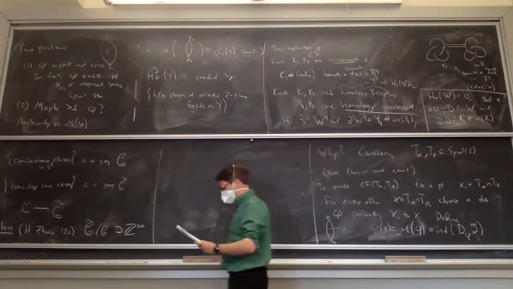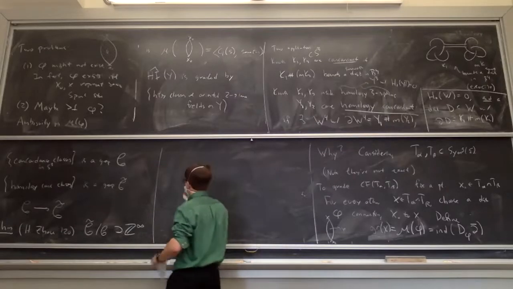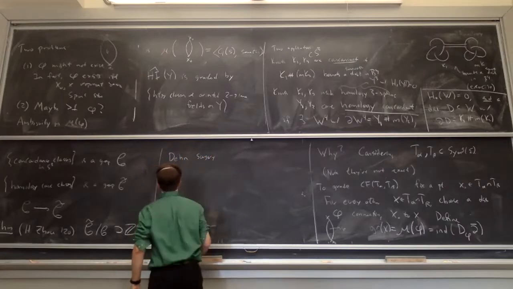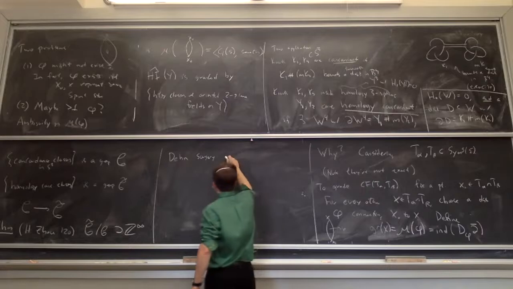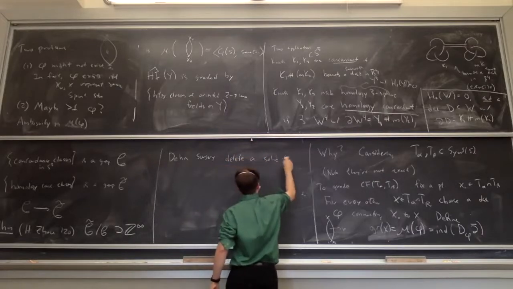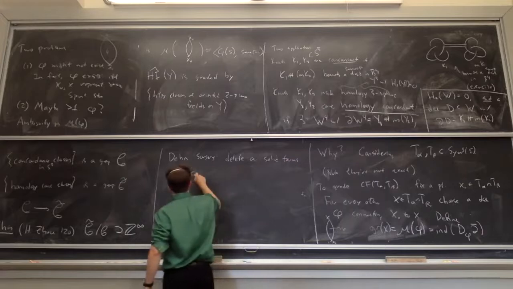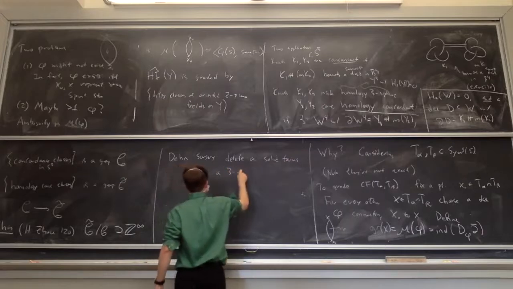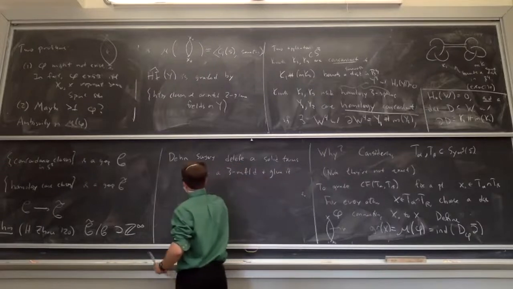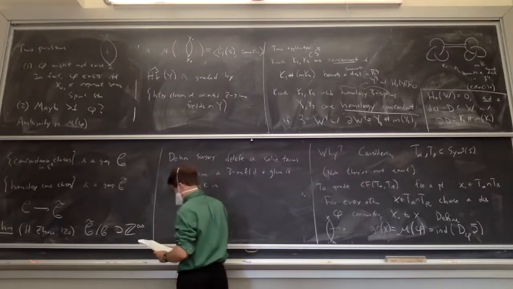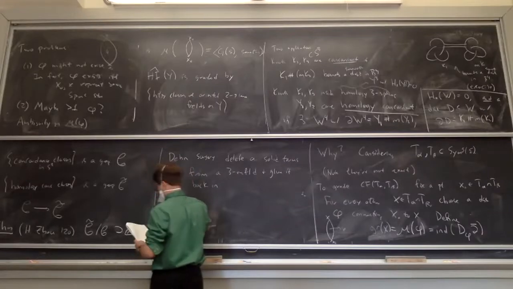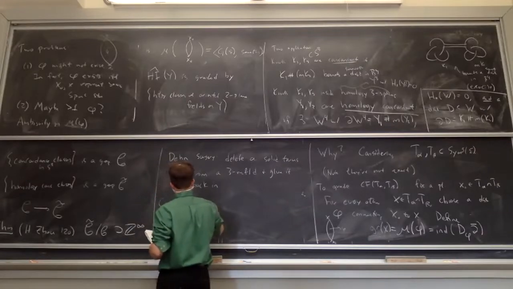Next one, and then I'll stop. Dehn surgery means delete a solid torus from a 3-manifold and glue it back in. Here's a conjecture from 86 of Gonzalez-Acuña and Short.